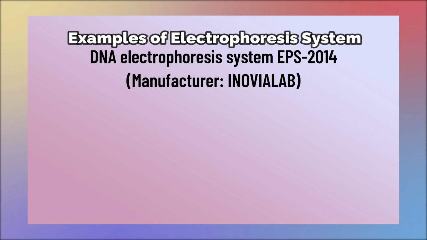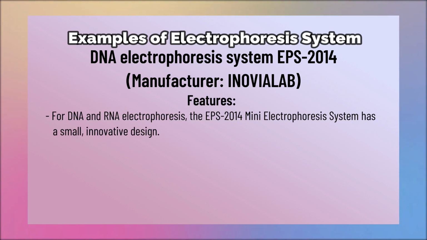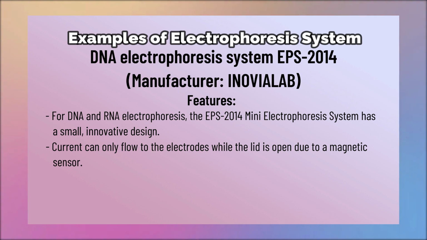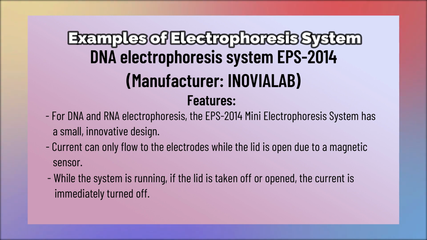DNA Electrophoresis System EPS 2014. Manufacturer is Innovia Lab. Features are: DNA and RNA electrophoresis. The EPS 2014 mini electrophoresis system has a small innovative design. Current can only flow to the electrodes while the lid is closed due to a magnetic sensor. While the system is running, if the lid is taken off or opened, the current is immediately turned off.